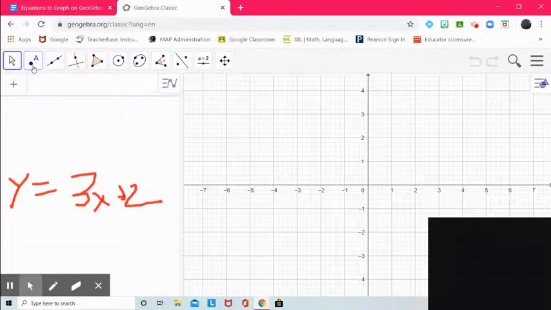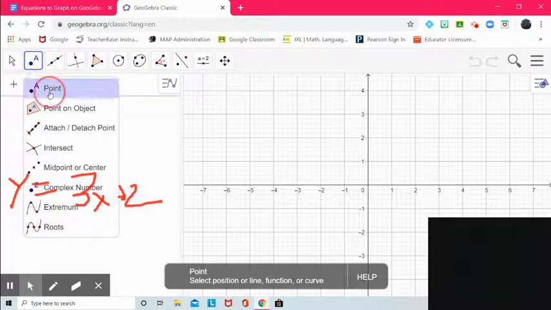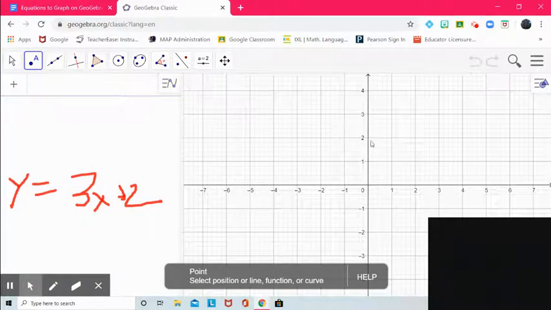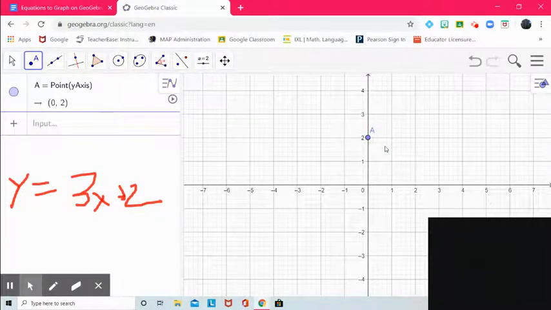Okay, so this is what we're going to do. First thing you need to do is figure out which number is your y-intercept, which is going to be this number here, the 2. The 2 is what number on the y line it crosses at. So you're going to click on the A, go to point, and put your first point right here at 2. There is your first point of your first line.